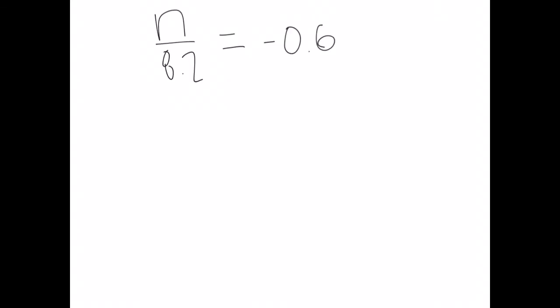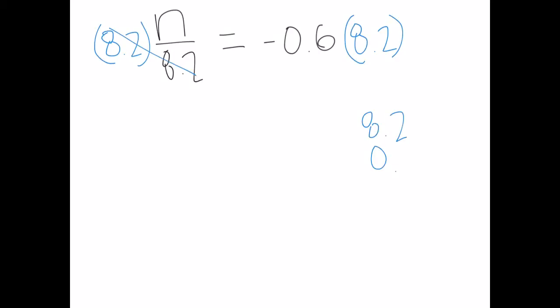In order to figure out what n is, instead of dividing, we need to multiply by 8.2. We need to cross that out because they're both the same. And then do our regular multiplying, 8.2 times 1.6. 6 times 2 is 12, carry the 1. 6 times 8 is 48, plus 1 is 49.